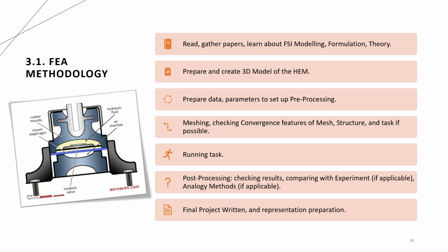After that, I would prepare and create a 3D model of the HEM in ANSYS. Then I'll prepare data parameters to set up for pre-processing, and then start meshing, checking the convergence of the mesh structures. Then I would run the analysis, check the results, and compare with the experiment and with the lumped mechanical method. And then we start to write the final project.